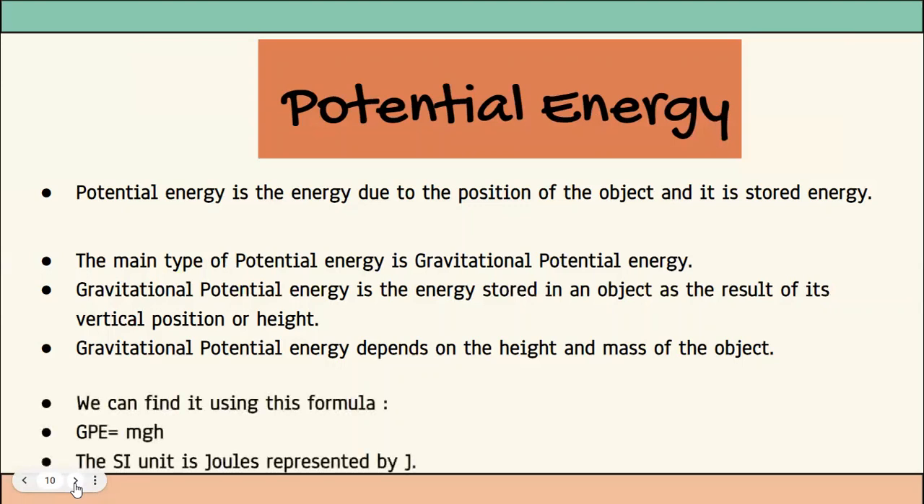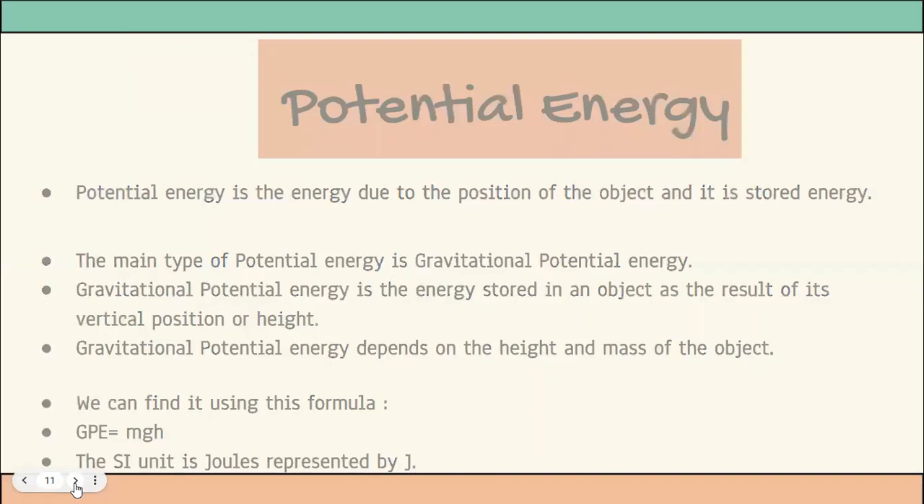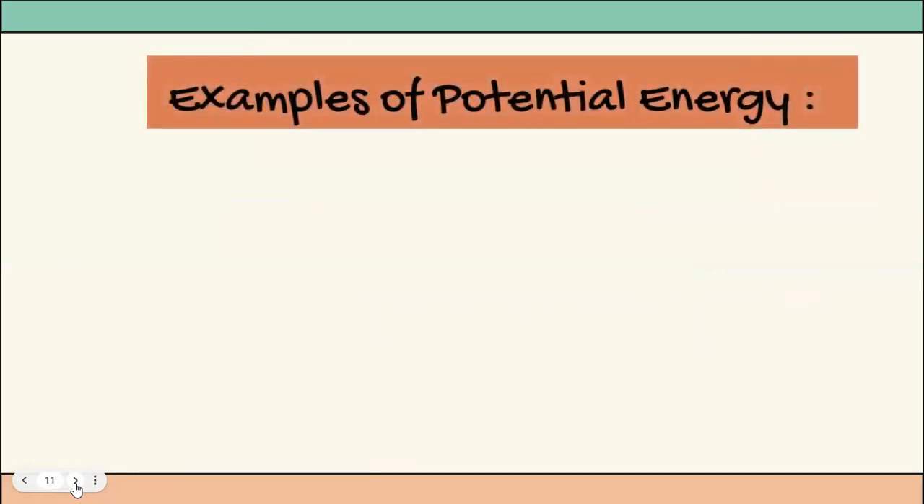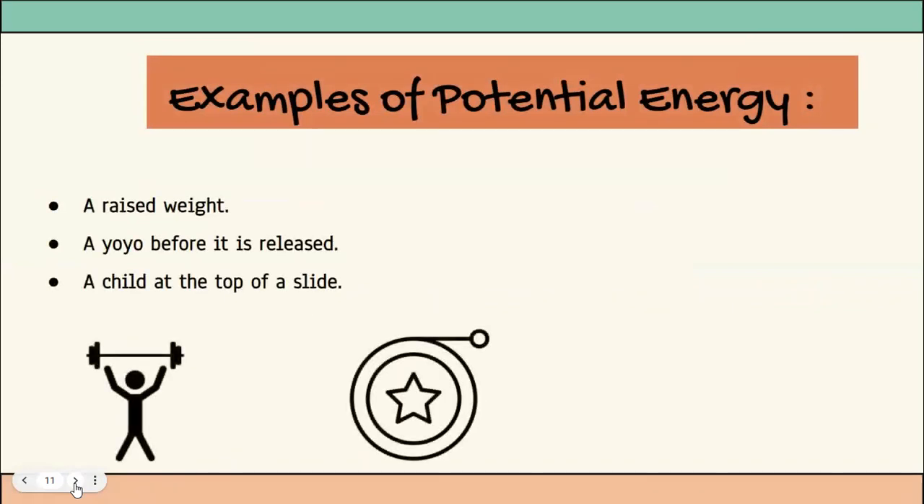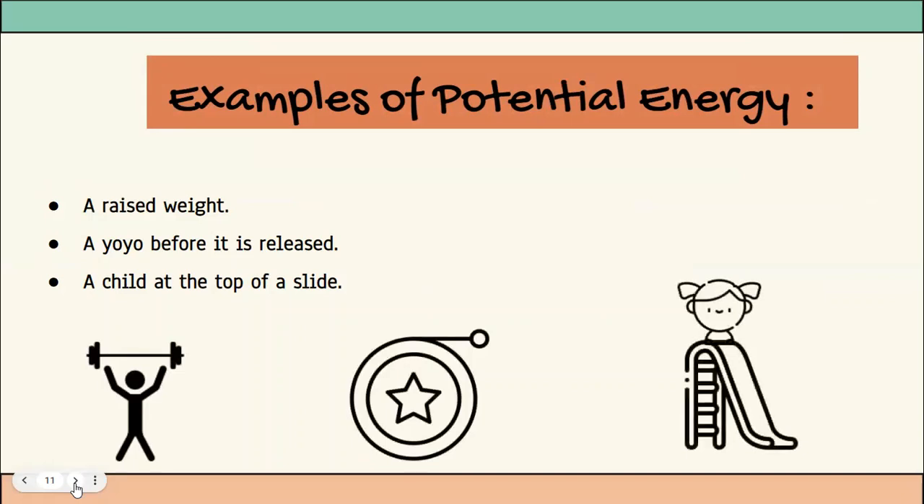We can find it using this formula. GPE, which is gravitational potential energy, equals m, which is mass, times g, which is gravitational acceleration, and on Earth it is constant. It is 9.81, times h, which is height. The SI unit is joules, represented by capital J. Now here are some examples of potential energy. A raised weight, a yo-yo before it is released, a child at the top of a slide.